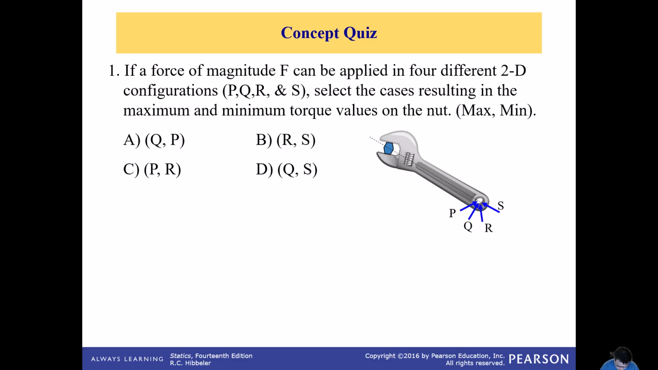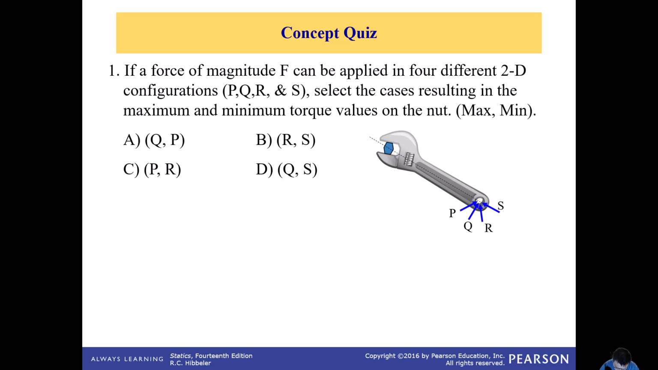Okay, let's see one quiz. If a force of magnitude F can be applied in four different 2D configurations, P, Q, R, S, select the case resulting in the maximum and minimum torque value on the nut. So the answer will be D.